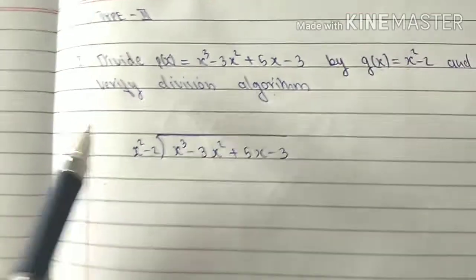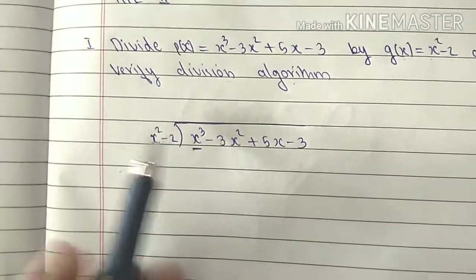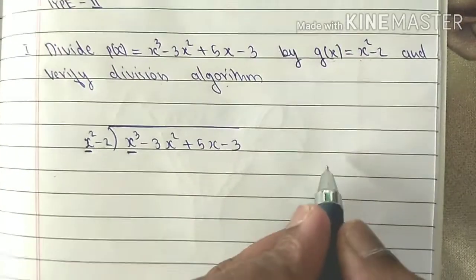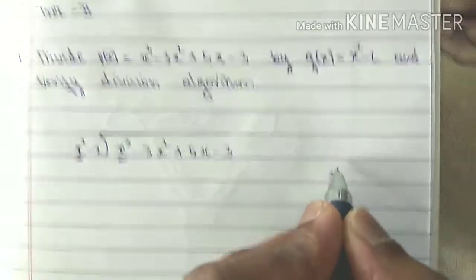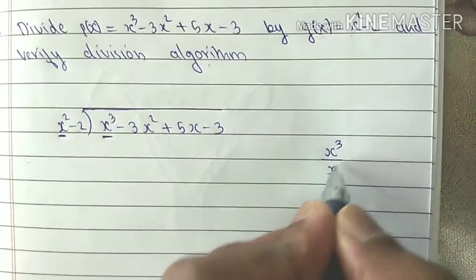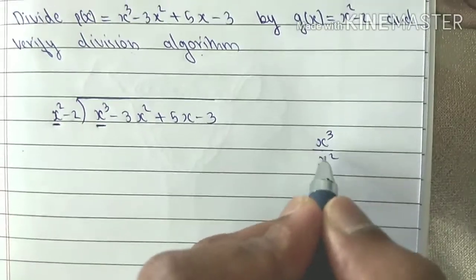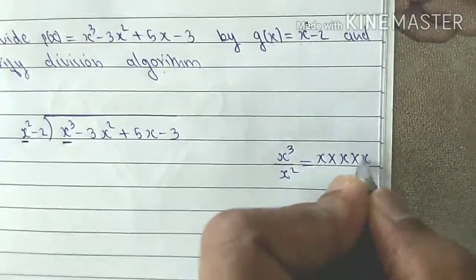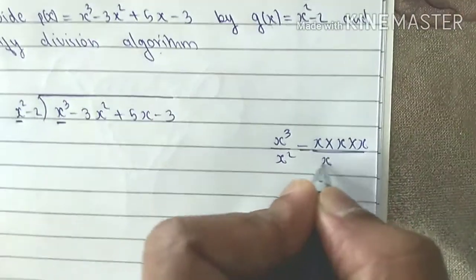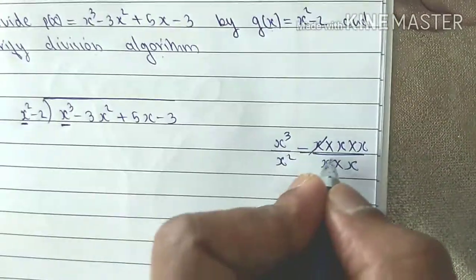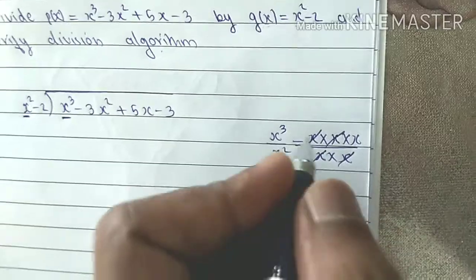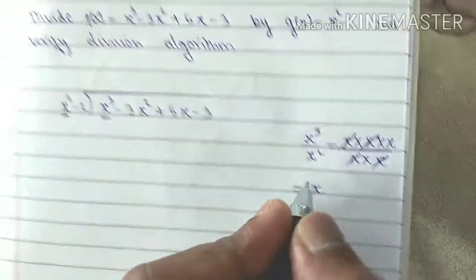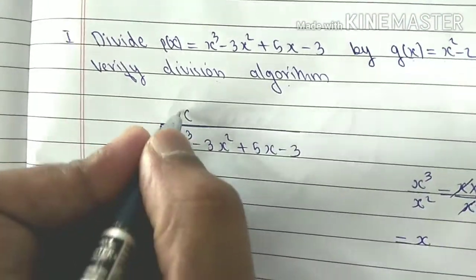The method is the same. Take the first term of your dividend and the first term of your divisor. Write it in your rough column. So I am writing over here x cube upon x square. This is from my dividend and this is from divisor. X cube means x is multiplied 3 times, and x square means x is multiplied 2 times. This x and this x will get cancelled. What is left with me is x.